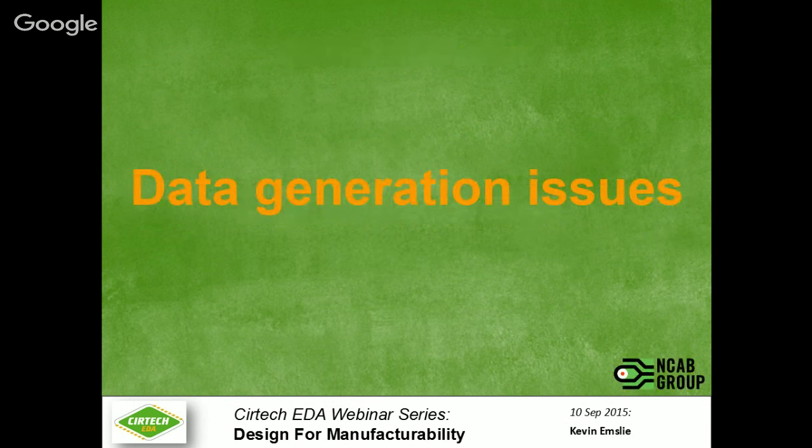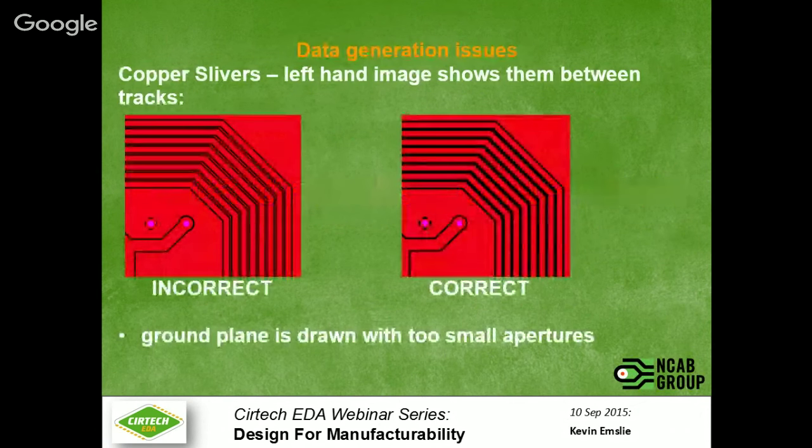Data generation issues. Copper slivers. On the left-hand image, you can see small copper slivers in between the tracks. This is normally caused by a ground pour that's been done where the aperture choice is too narrow. On the right-hand side, you can see what it should look like.